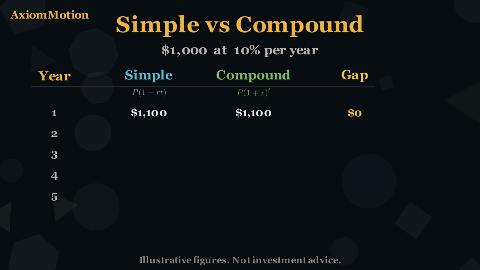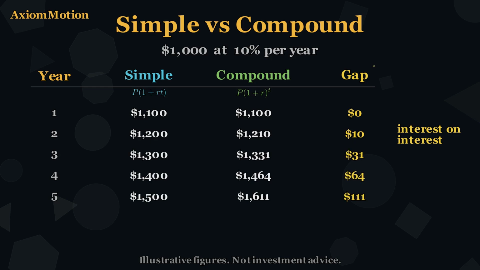But in the second year, compound interest takes 10% of $1,100 and edges $10 ahead. Where did that extra $10 come from? It is the interest earned on the first year's interest, and it keeps happening. Each year the lead grows because the interest itself is now earning interest. In fact, the entire gap between these two columns is nothing but interest that interest has earned.